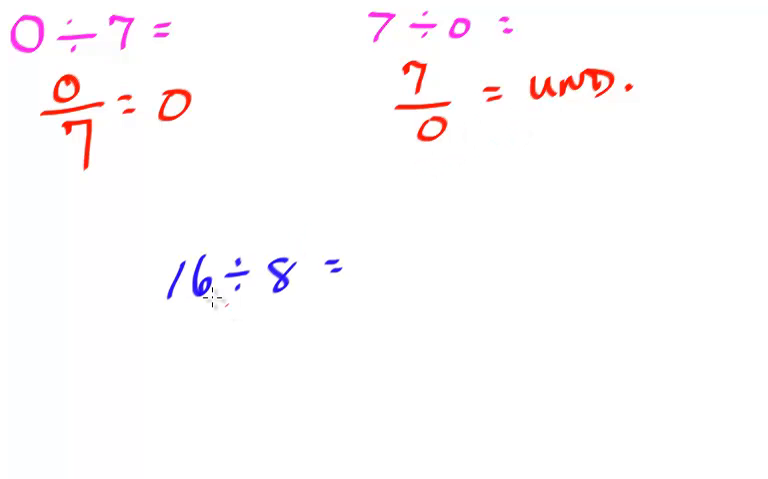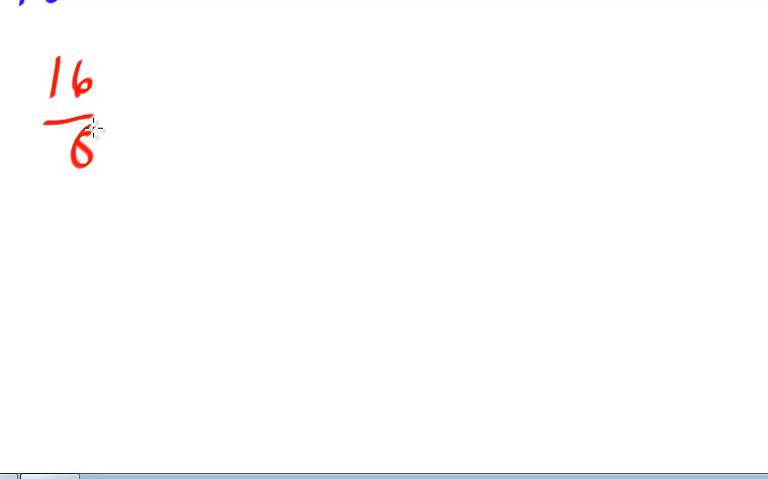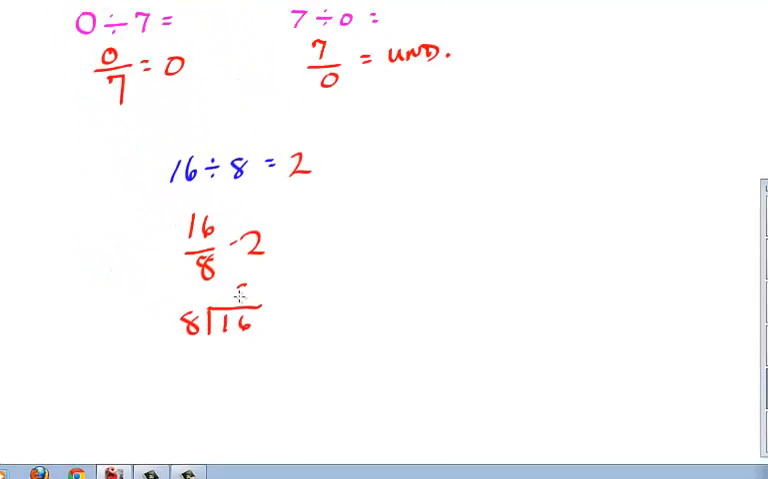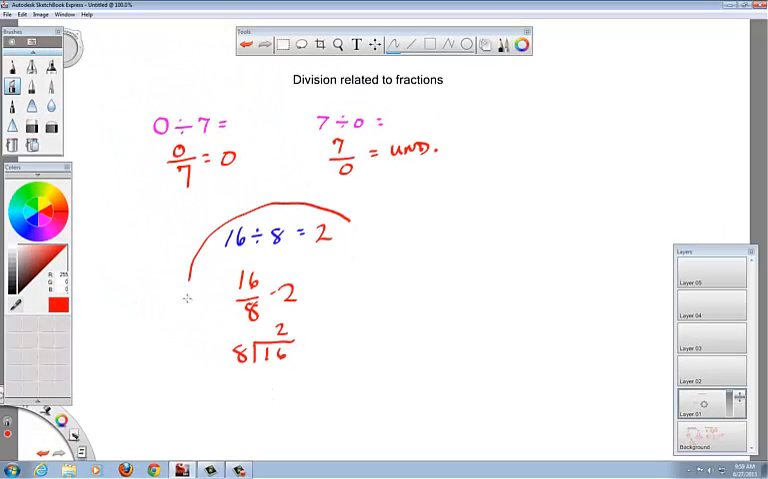Again, if you're wondering why, watch the other video. 16 divided by 8, we know that's 2, but it can also be written like this. That equals 2. Or if it's written with the bar, the 16 would go here, and the 8 would go here, and the 2 would go here. So these are the forms of division. A lot of people get these backwards and mixed up, and that's bad.